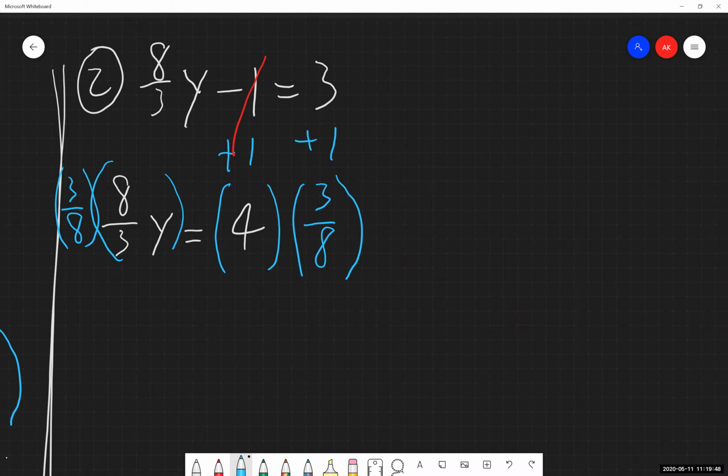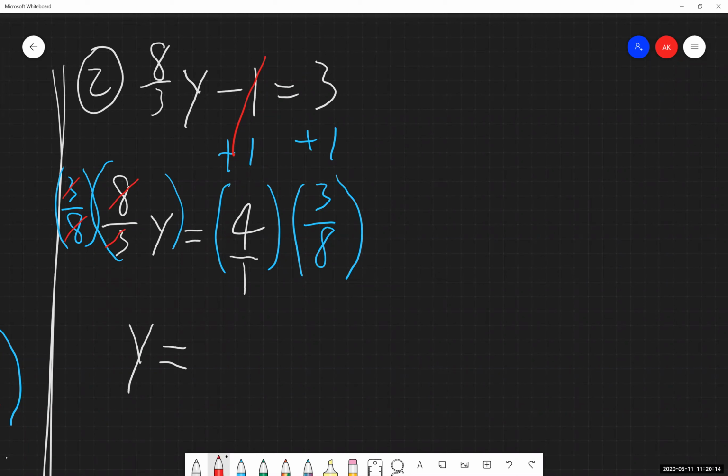And remember, whenever we have a whole number, it is always implied to be over 1. We don't write it out like that explicitly because of all the invisible ones that surround most numbers or terms, but it is always implied to be divided by 1. Now on the left-hand side, fractions cancel entirely. I'm just left with y.